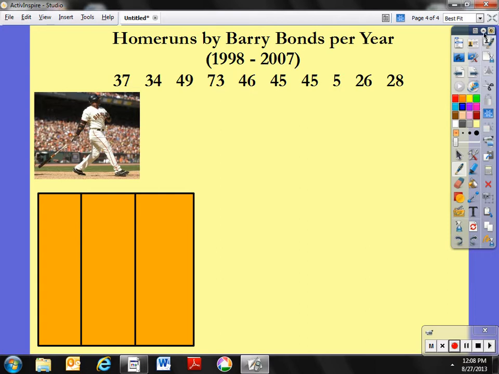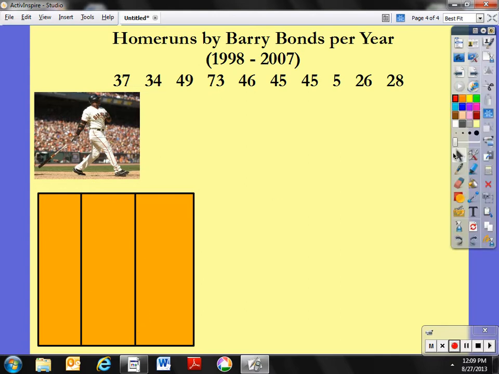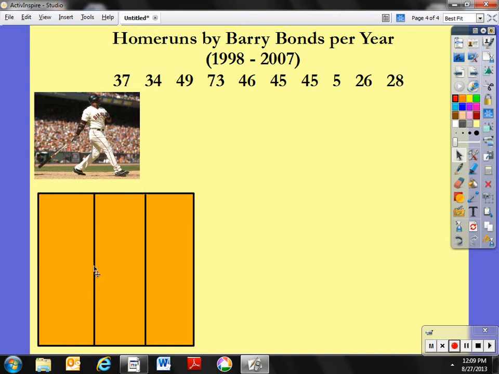I'm going to make an example. The title here, or my data, is Home Runs by Barry Bonds per year. I'm focusing on the years 1998 through 2007. First thing I do is I have the data here. I've pre-constructed a box and broken it up into 3 columns. I may slide these bars over just a little bit because I need more space at the first one than the last one. So let's take a look here.